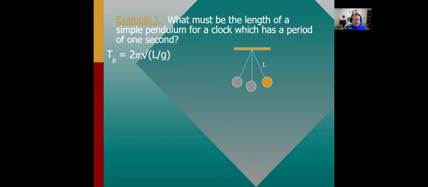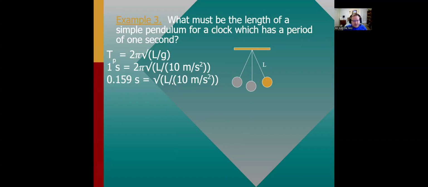So the period of a pendulum is 2 pi times the square root of length divided by gravity. We plug in what we know. 1 second is equal to 2 pi times the square root of length divided by 10 meters per second squared. We divide 1 second by 2 pi. When you're doing this on your calculator, make sure you put 2 pi in parentheses, or your calculator will interpret it as 1 over 2 times pi. So we get 0.159 seconds approximately. It's an irrational number thanks to the pi.